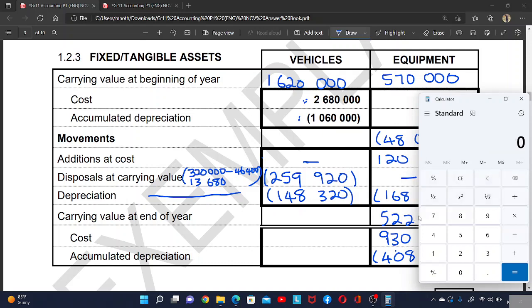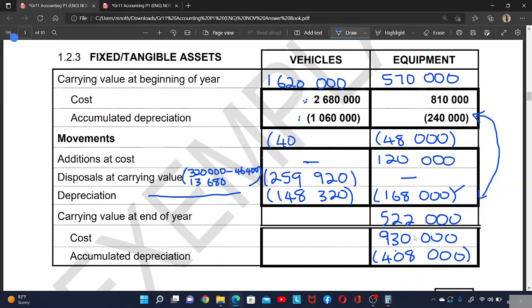Now to get the movements, we were going to say if there was an addition. Because we don't have an addition, the addition is 0 minus 259,920 minus 148,320, which is equal to negative 408,240. Because it's a negative number, we put it in brackets.